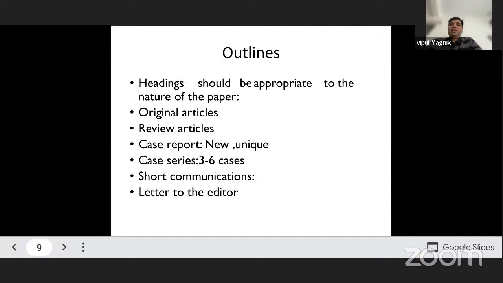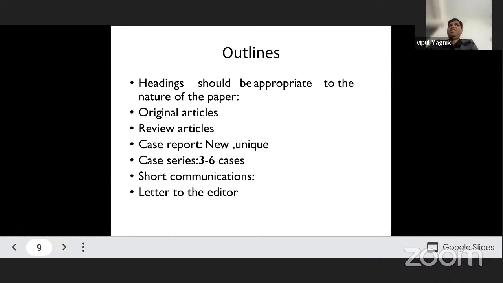Outline. In the outline, headings should be appropriate to the nature of the paper. If you are writing an original article, follow particular headings. First you have to write the abstract, then introduction, then material and method, then results, discussion and conclusion, and lastly acknowledgement, and whether there is any conflict of interest or not.